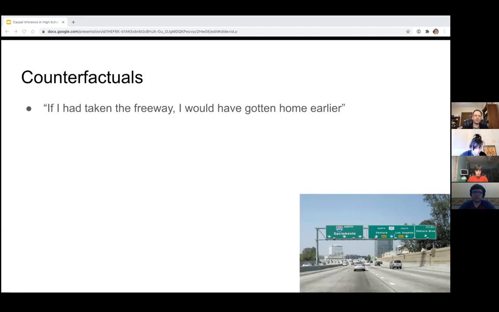Here's a quote from the book that I mentioned before, Causal Inference in Statistics: A Primer. If I had taken the freeway, I would have gotten home earlier. In the beginning of chapter 4, Judea says he took the freeway and he noticed a lot of traffic. So he took side streets and he said, oh no, it turns out side streets took me an extra hour to get to where I was going.